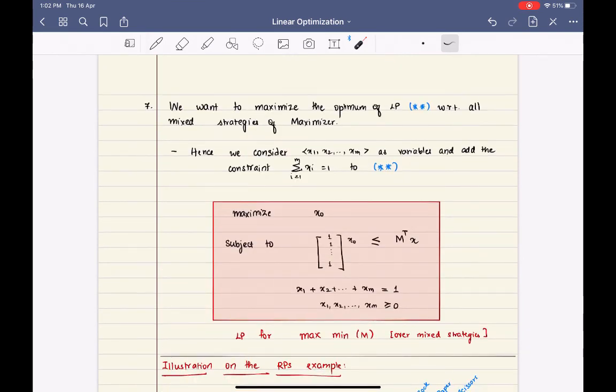So this is the end of today's video. Similarly, we should also be able to write an LP for min max, and in the next video we will see how to compare max min and min max over mixed strategies.